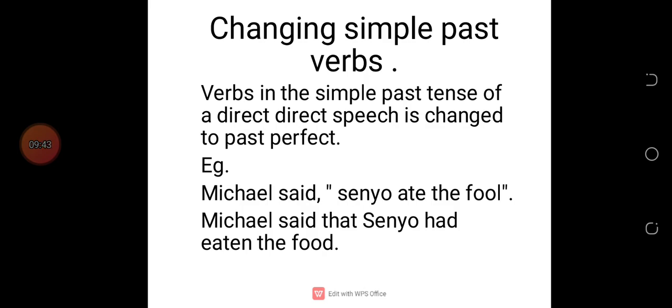Then the last one we have, "He said, Mary came at night." In that sentence, what is the tense of the verb? I believe we all can see the verb in that sentence. So what is the tense of the verb used in the direct speech? Very good. So we have "came" used in the direct speech.